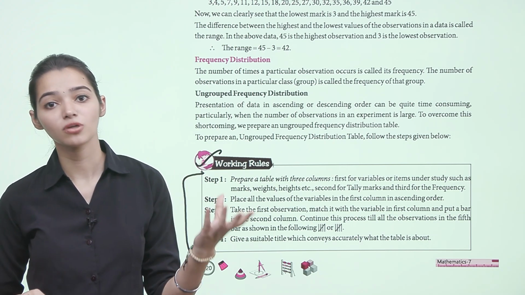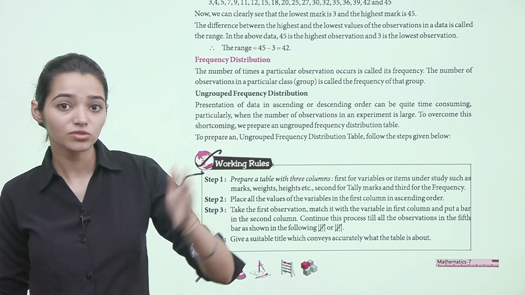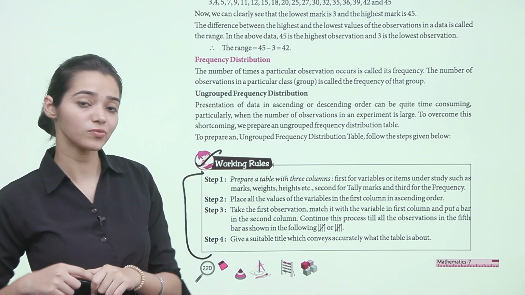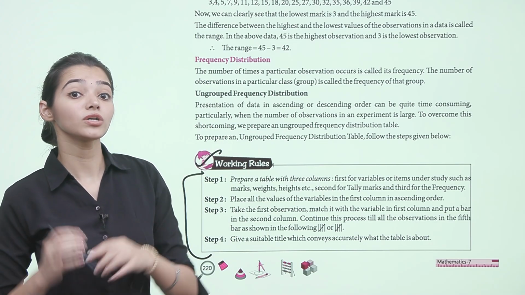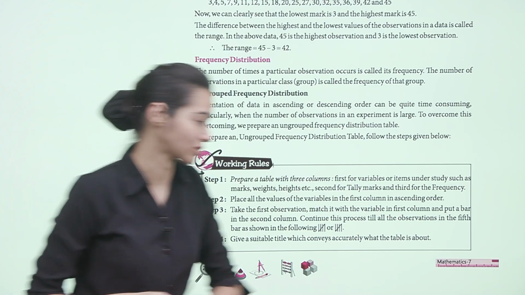After that, we will take the first observation, match it with the first column, and put a bar in the second column. We will continue this process until all the given observations are covered. Then we will put a suitable title which conveys what the table is about.